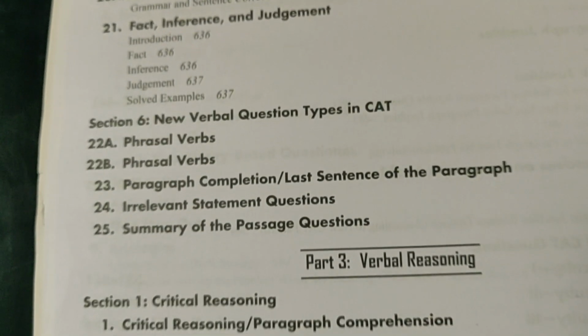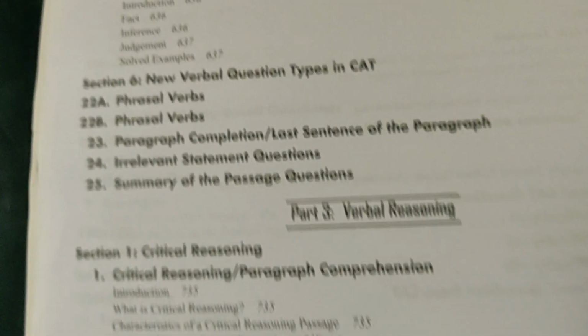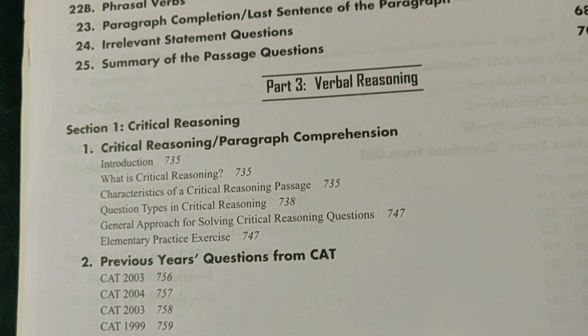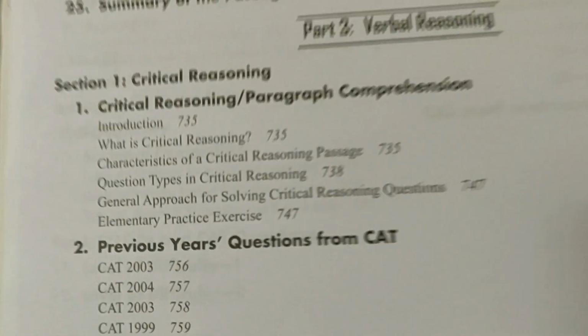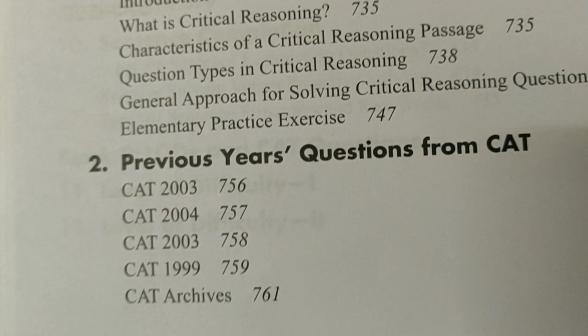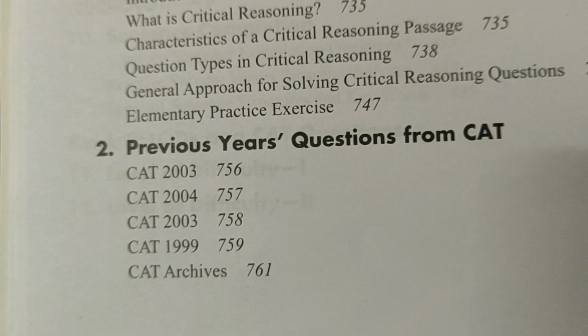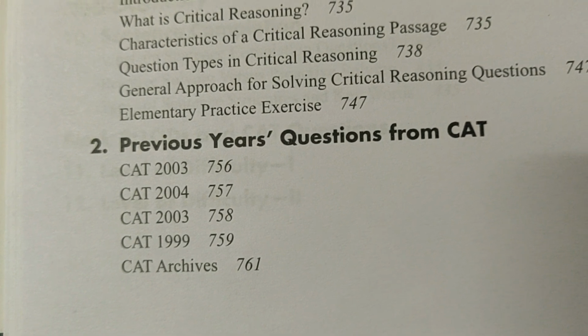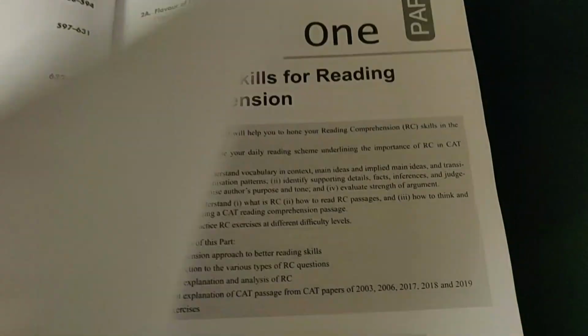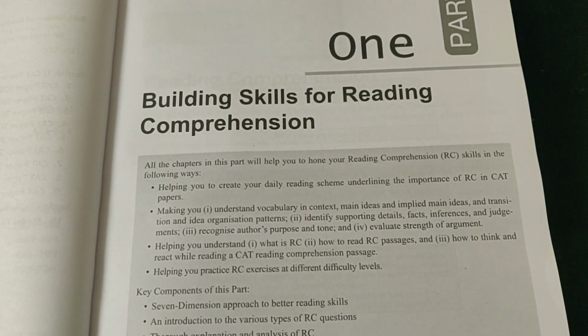Part 3 is verbal reasoning, which is mostly critical reasoning. And critical reasoning questions don't appear in the CAT nowadays, but they used to be popular earlier. So as you can see, the previous year questions are till 2004 only, which shows that these questions don't appear now. And part 4 is basically the previous year CAT papers. So this is all about the index, and now let's talk about the first part.